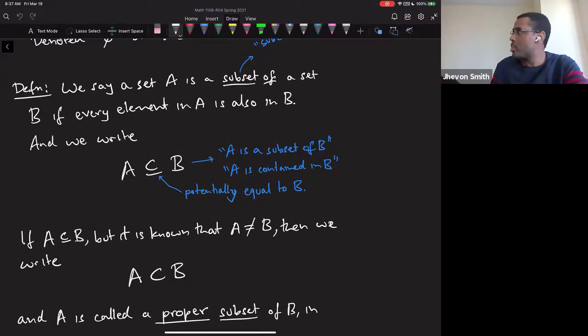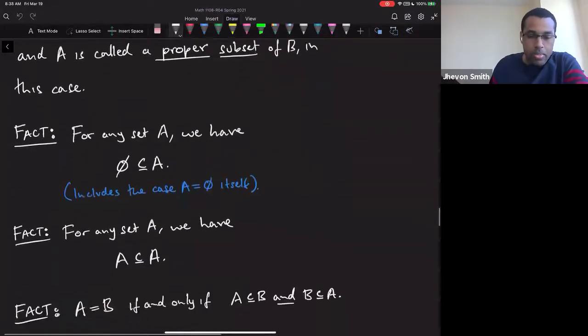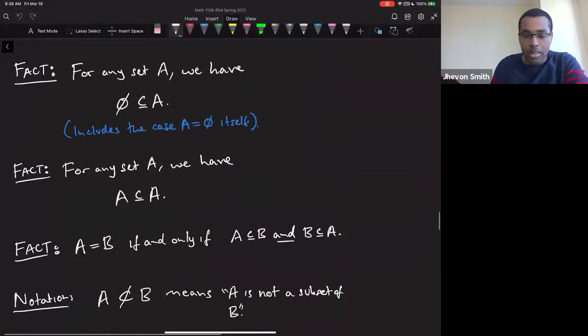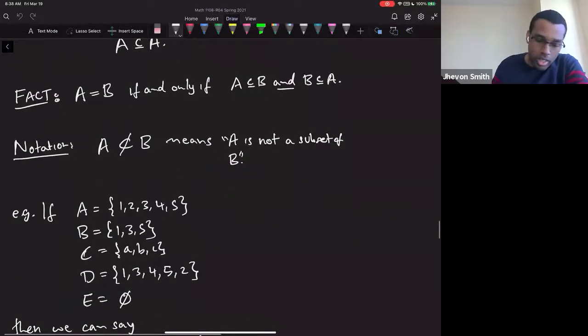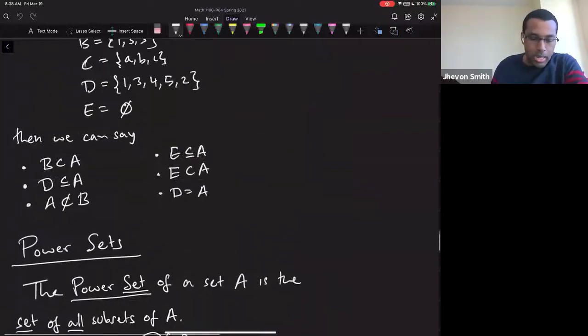So A is a subset of B if everything that's in A is also in B, that means that A was created from the things in B, right? And the empty set is a subset of every set. Every set is a subset of itself, and two sets being equal means they're subsets of each other. We did a few examples of that.